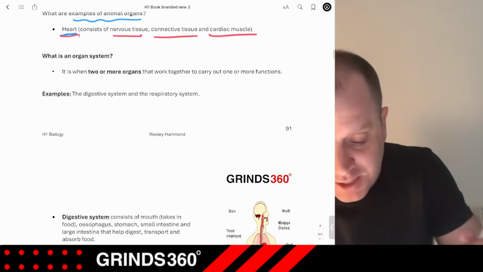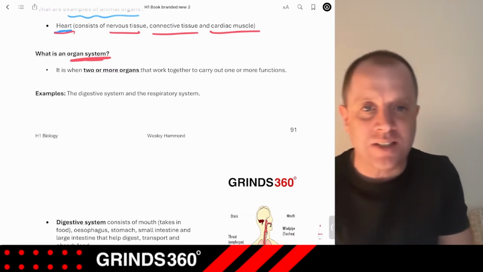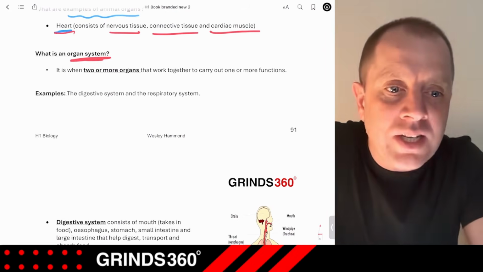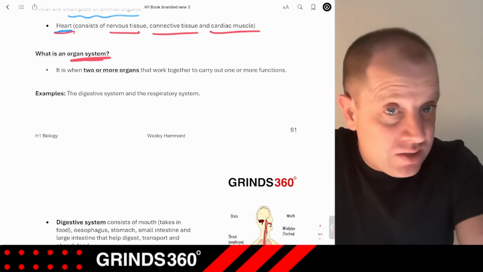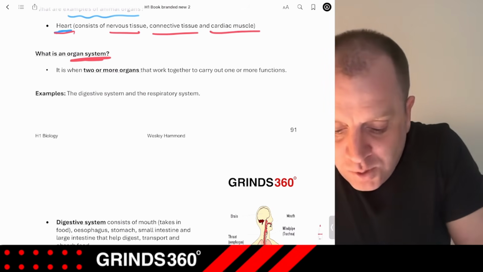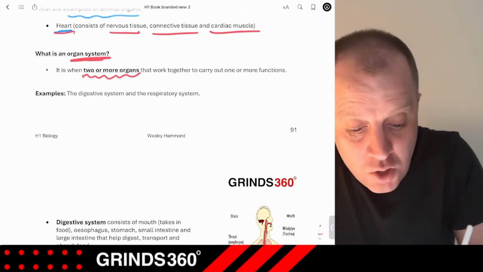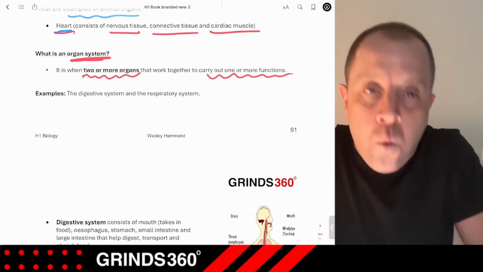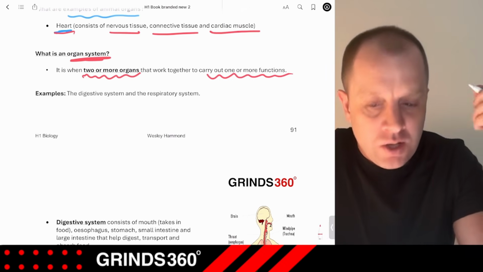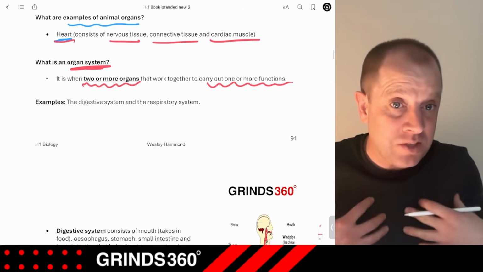What about the last thing here? You need to know what an organ system is. So what's an organ system? I know that's another definition. So what's a system? It's where you've got two or more organs working together to carry out one or more functions. Let's have a look at some of our systems that we study on the course.